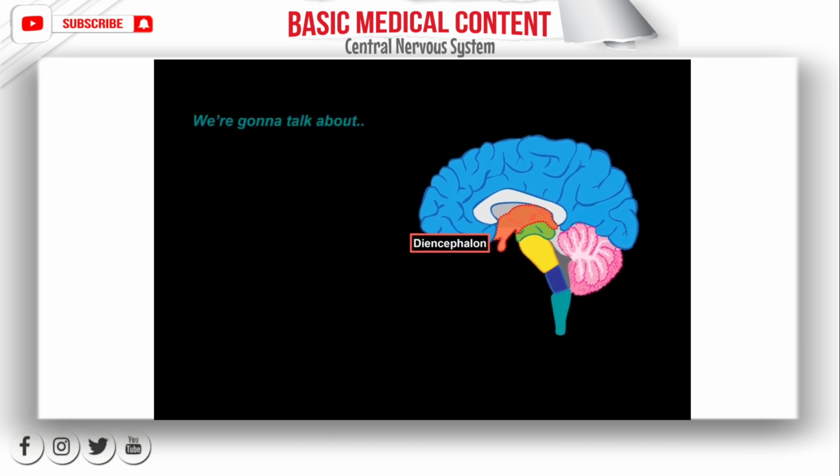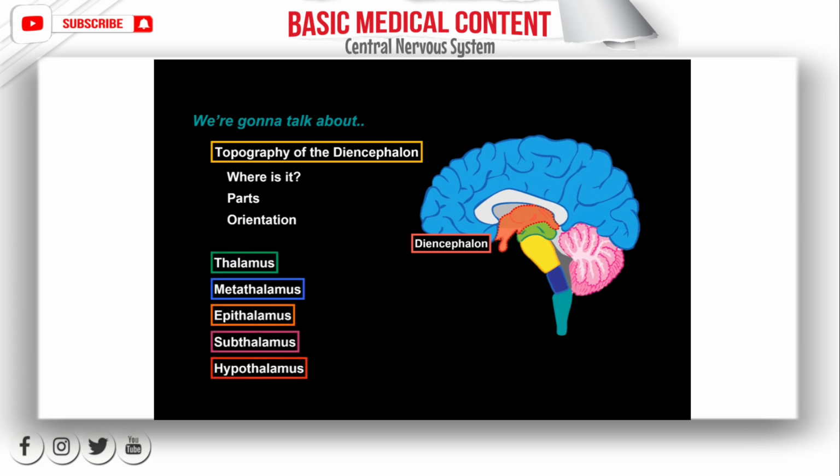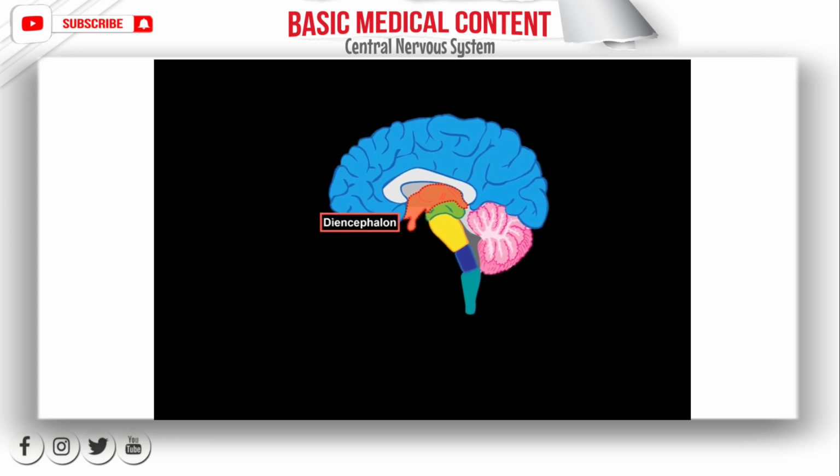So in this video, we're first going to look at the topography of the diencephalon, basically understand where it is, what parts are considered the diencephalon, and what's the orientation between these parts. After that, we will cover the actual anatomy of all the structures that make up the diencephalon. But let's orientate and understand their relationship first before doing so.